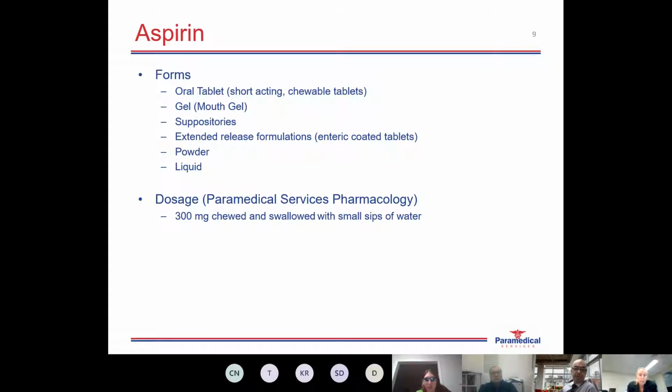Now, as part of Paramedical Services Pharmacology, you will see the dosage listed. And the dosage for us, when we're giving this to a patient with a suspected myocardial infarction, is 300 milligrams chewed and swallowed with small sips of water. Now, again, we always talk in measurements, not in tablets. So we wouldn't say 1 tablet or 2 tablets. We would always talk about 300 milligrams, because depending on the tablet weight, that could be 1 tablet or it could be 2 tablets.